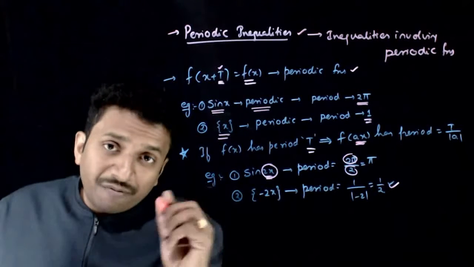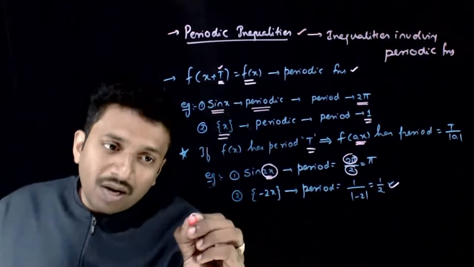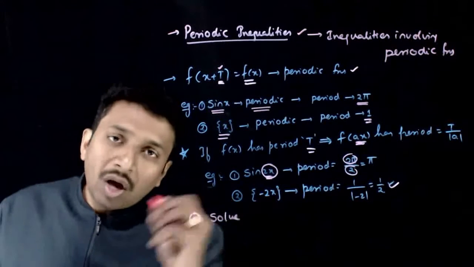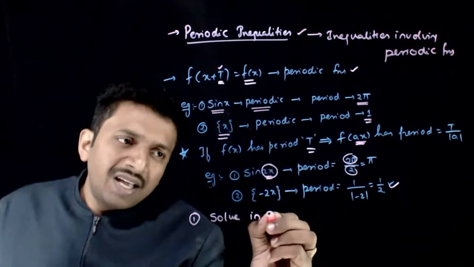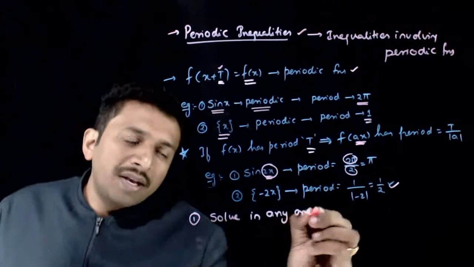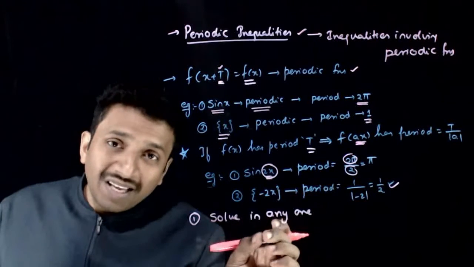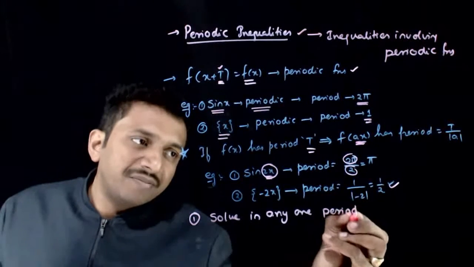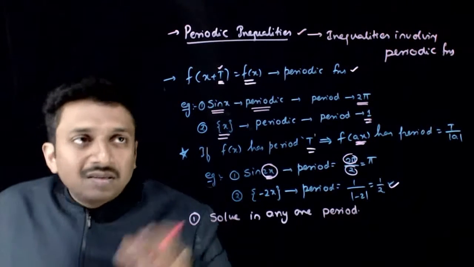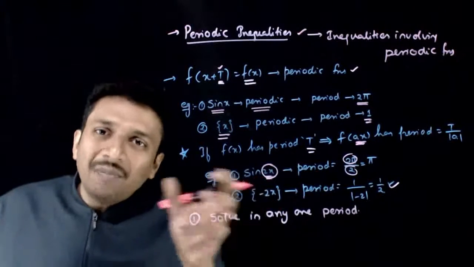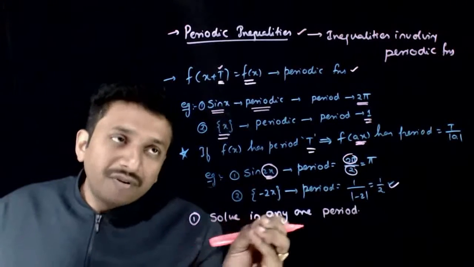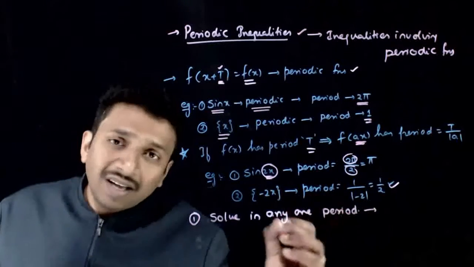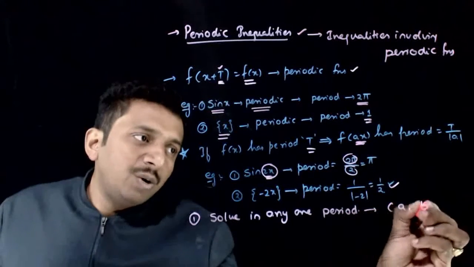The steps that we follow in solving periodic inequalities are, the first step is to solve the inequation in any one period. Take the function, take any particular period and solve the inequality in that period. And let the solution be a to b.